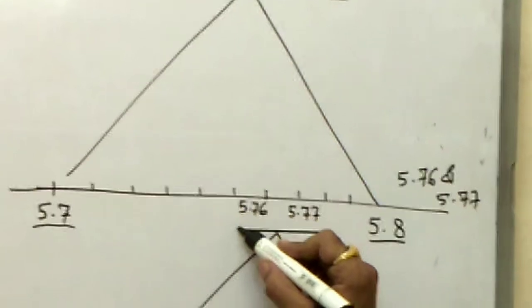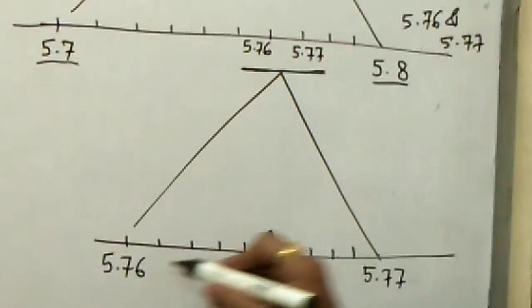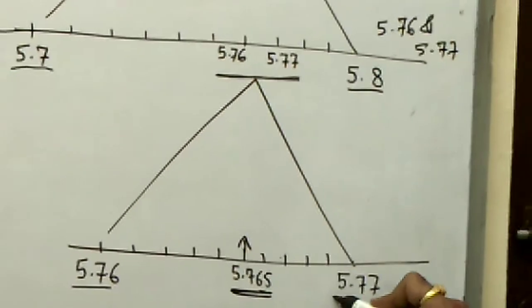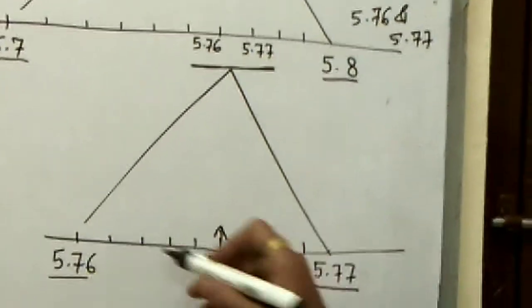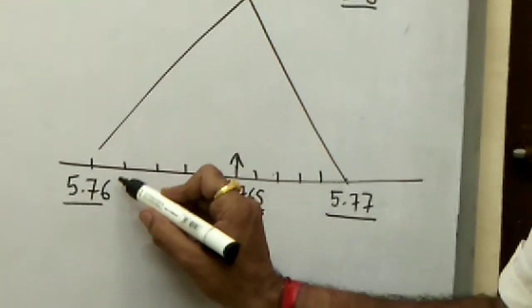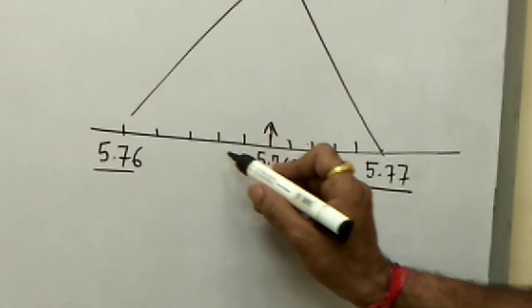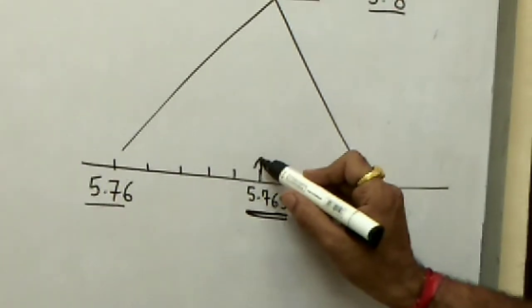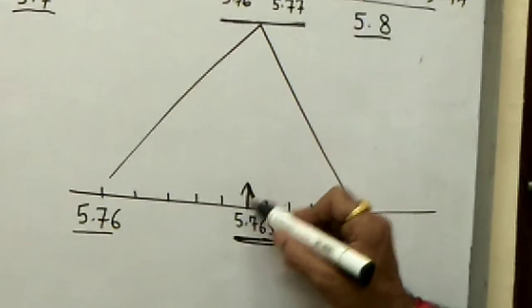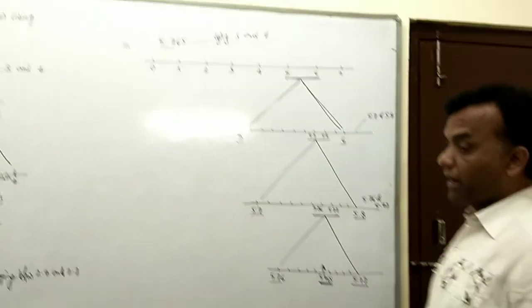So this number here we enlarge again, and then 5.76 and 5.77 are again divided into 10 parts, and now here count 5. So 5.761, 5.762, 5.763, 5.764 and 5.765. This number you mark here, and then you get the given number on the number line.